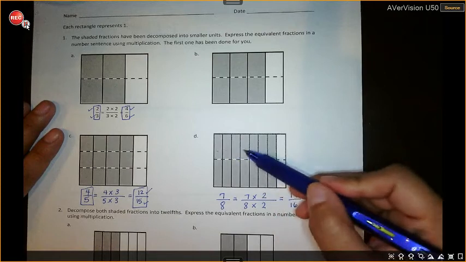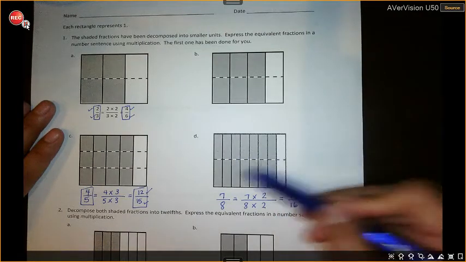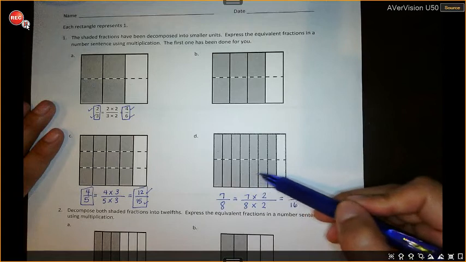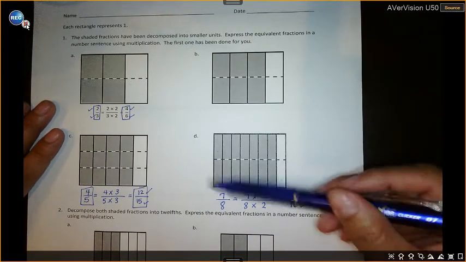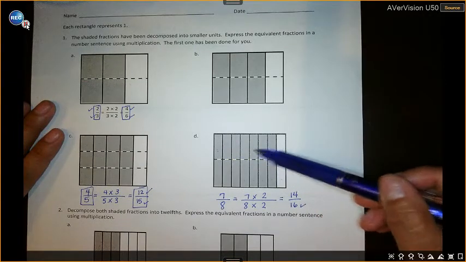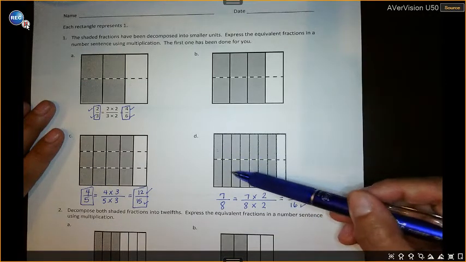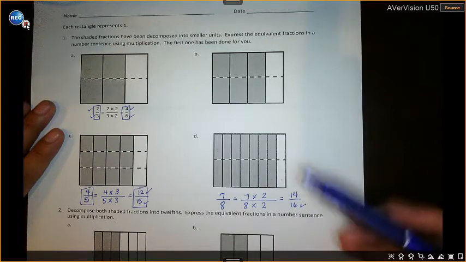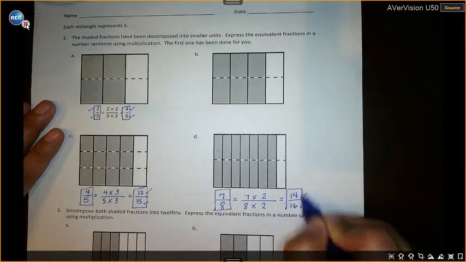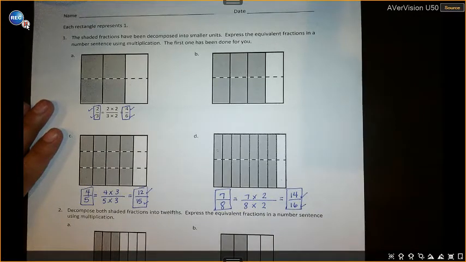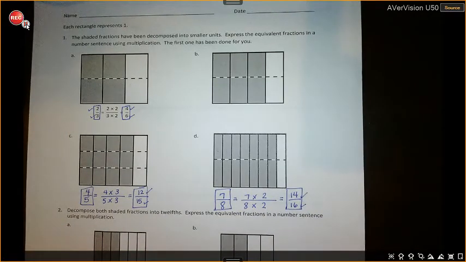Now let's verify to see if there's 16 total equal parts. 1, 2, 3, 4, 5, 6, 7, 8, 9, 10, 11, 12, 13, 14, 15, 16. Let's verify if 14 are shaded. 1, 2, 3, 4, 5, 6, 7, 8, 9, 10, 11, 12, 13, 14. That is correct. So what do I know about 7/8 and 14/16? Yes, those two fractions are equivalent fractions.